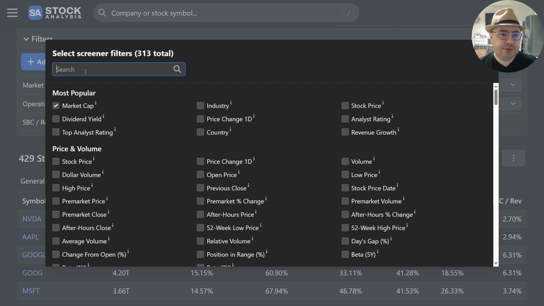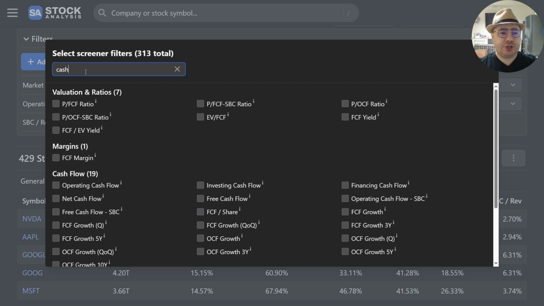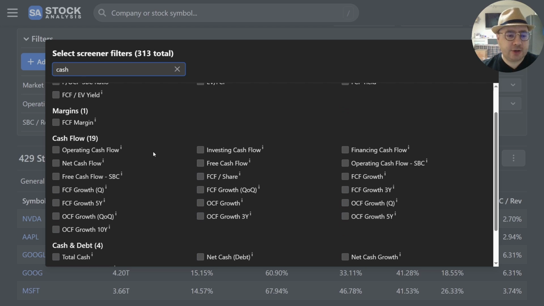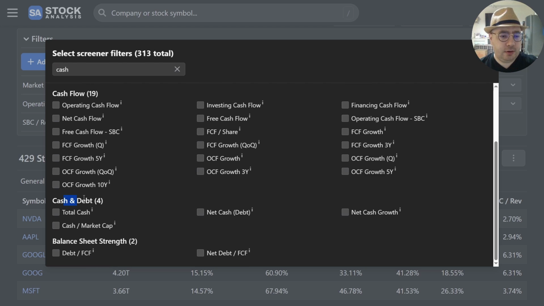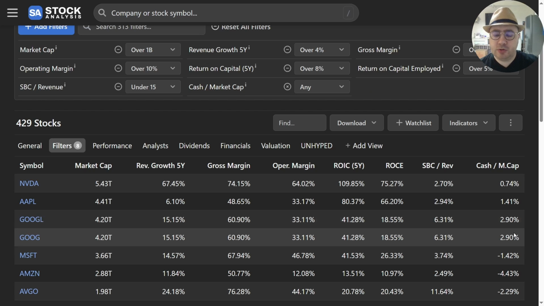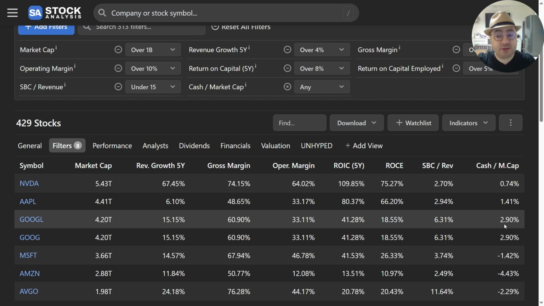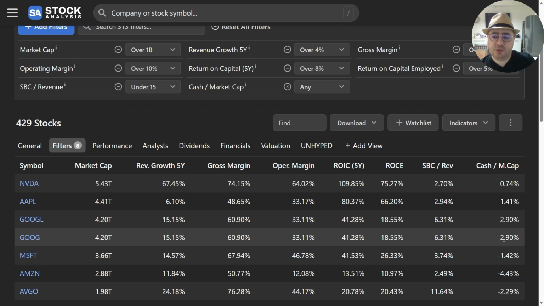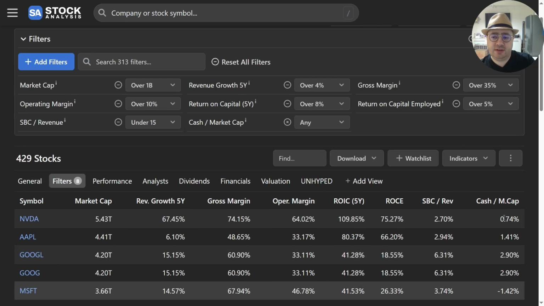Add filters, SBC, what else? Debt, we're interested in debt. So cash to something: overall cash and debt here, total cash, net cash, cash to market cap. Again, another ratio, another number that is given in percentages. Here, as you can see, most are positive. So they are net cash positive in terms of how much their cash is worth divided by the market cap. So these guys are net cash positive.